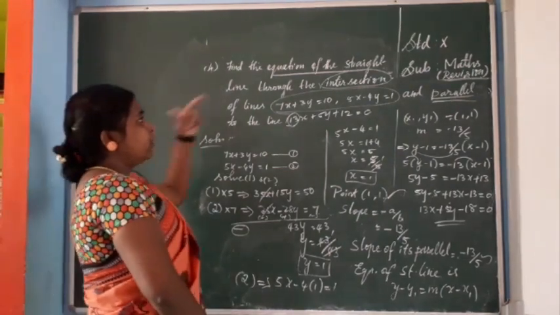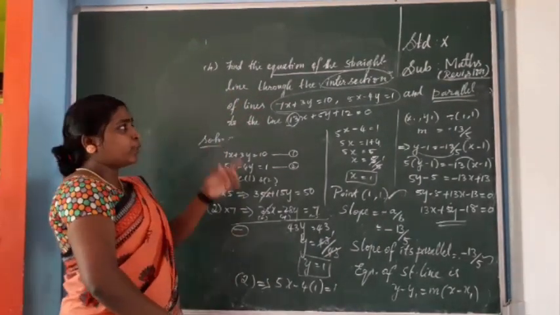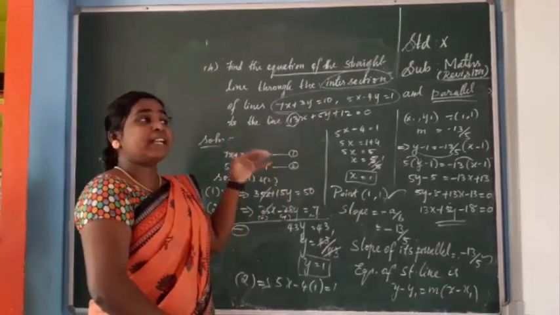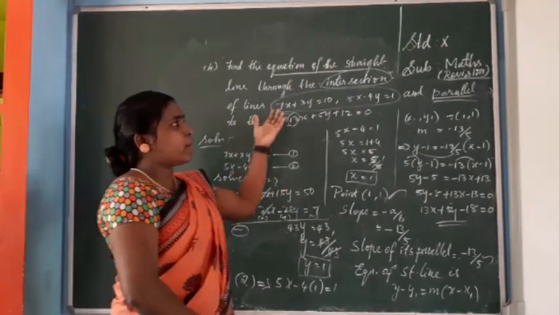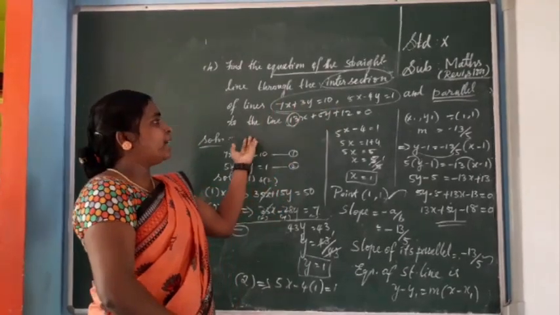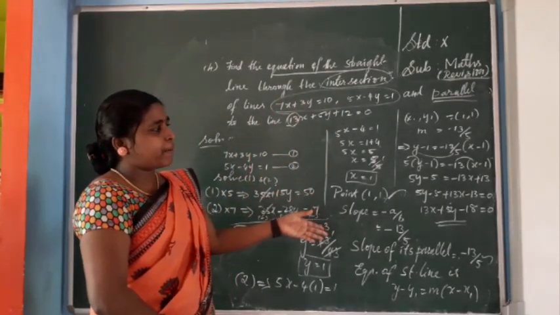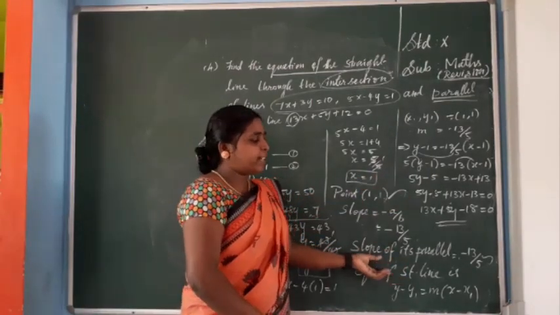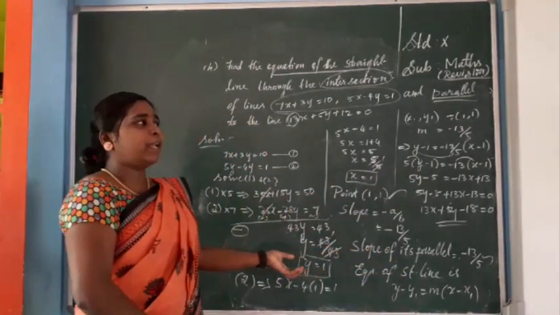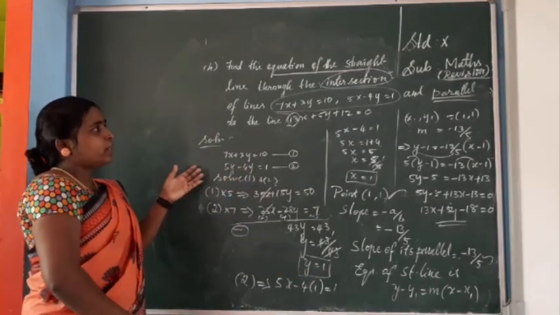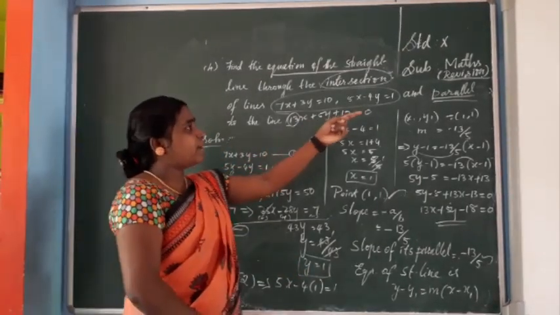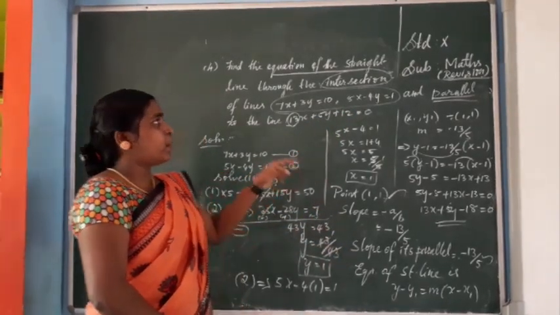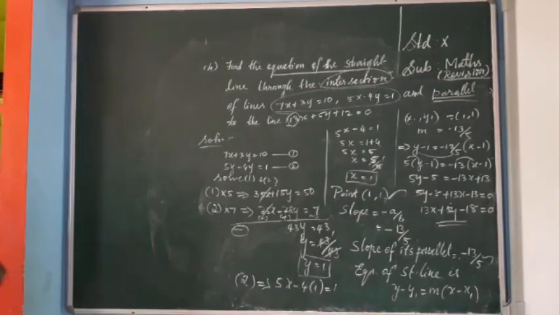Once again, to find the equation of a straight line through the intersection of lines, how to solve: the point of intersection means solve both equations. Parallel means use the slope of its parallel. I think this is somewhat lengthy, but you won't forget if you use this method. For perpendicular also we can use it. Suppose instead of parallel, perpendicular is there, then use the slope of its perpendicular. Next problem I am writing and explaining.